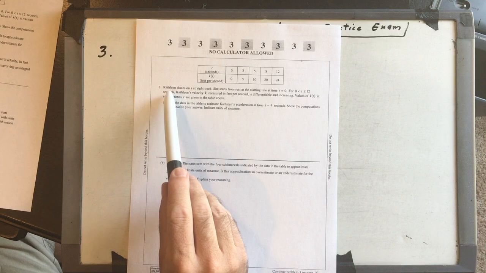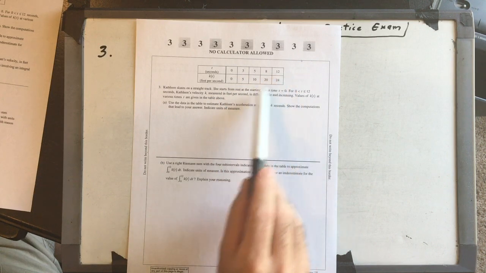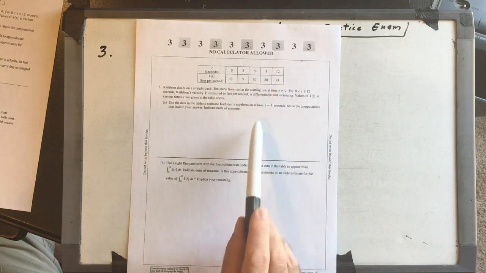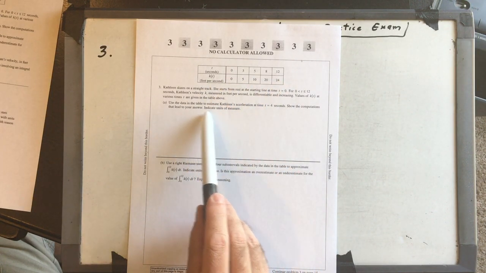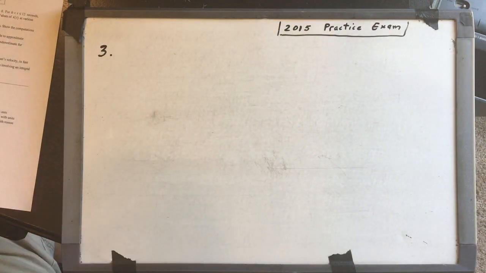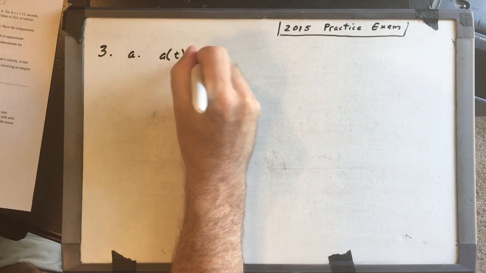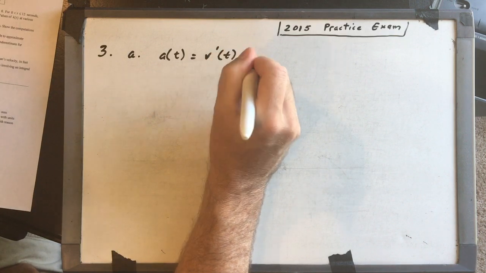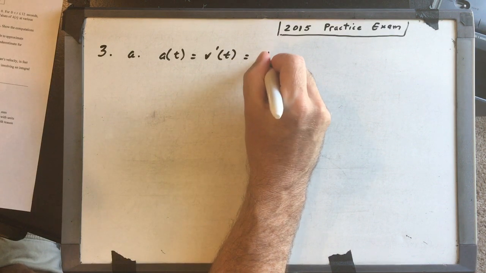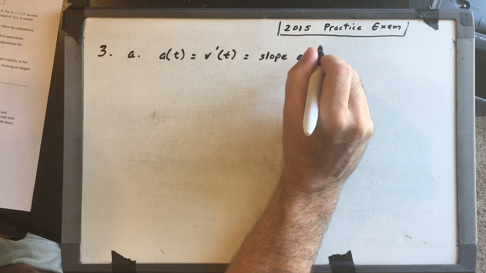So Kathleen skates on a straight track, starting at rest, at times between 0 and 12 seconds, and her velocity is in the bottom of the table here. And part A says, use the data in the table to estimate Kathleen's acceleration. So we know that acceleration is equal to the derivative of the velocity. Now, we don't have a function, but we do have a table, so that's going to be the slope at t equals 4.